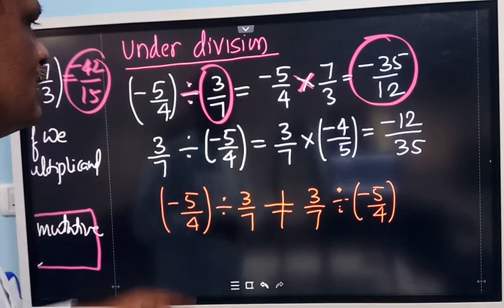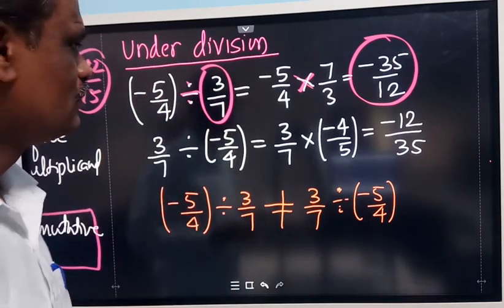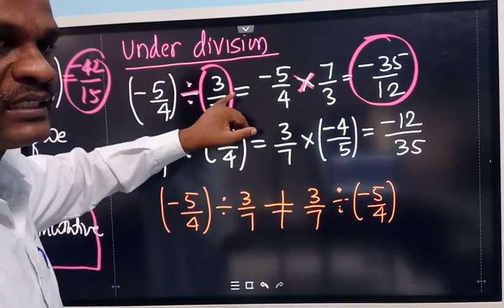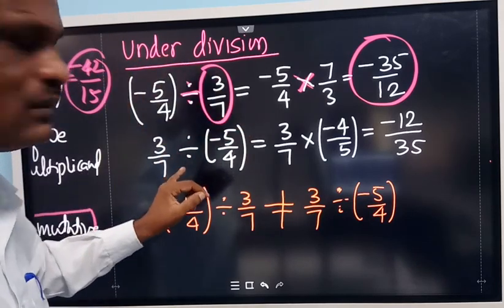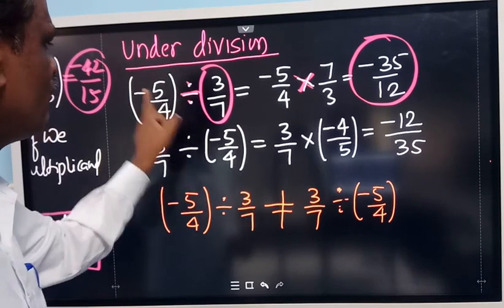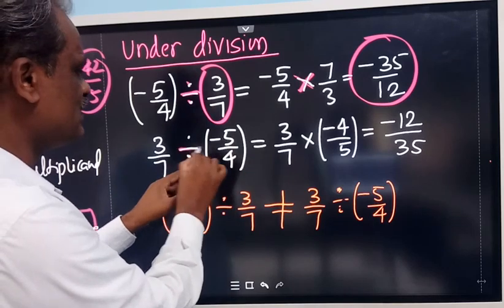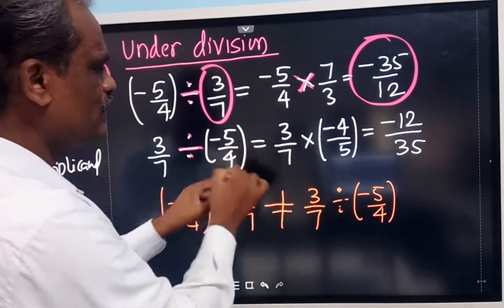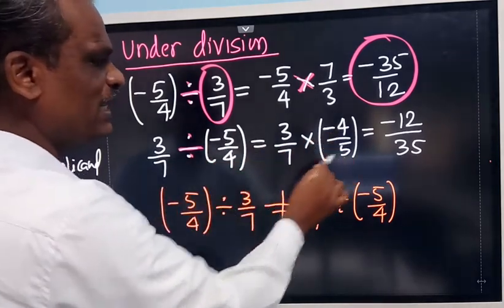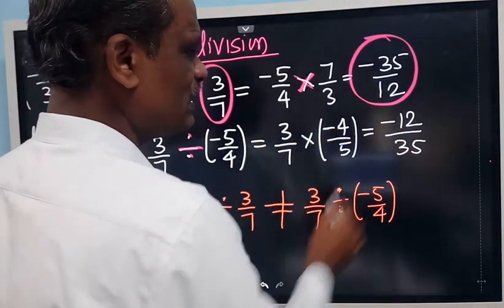What is the next thing? You interchange this dividend and divisor. This is the dividend, this is the divisor. Interchange the dividend and divisor. So this 3 by 7 will become the dividend here and minus 5 by 4 will become the divisor here. Then again you change this division sign to multiplication and interchange this one, so it becomes minus 4 by 5. 4 3s are 12, minus 12, 7 5s are 35.